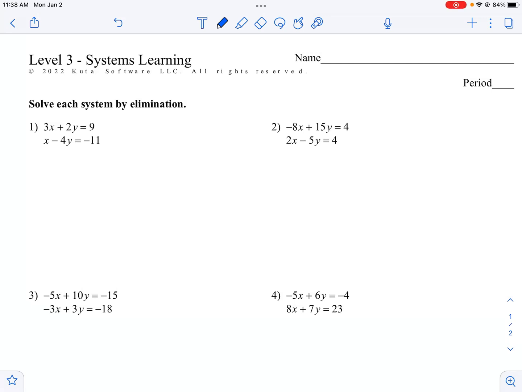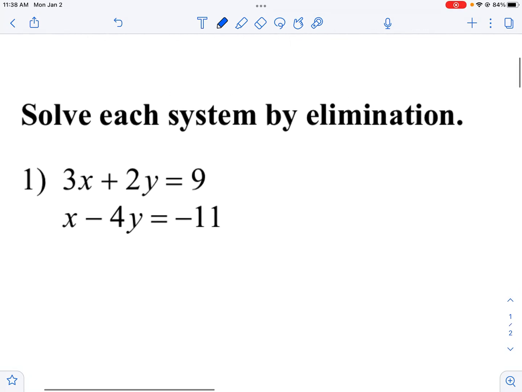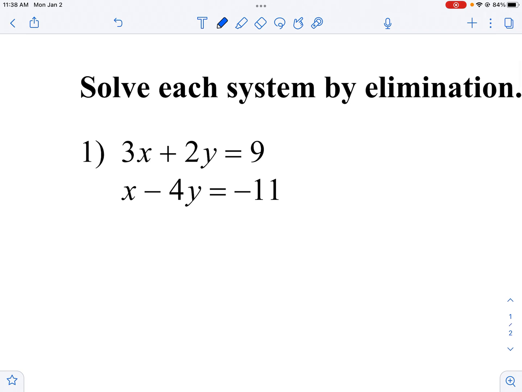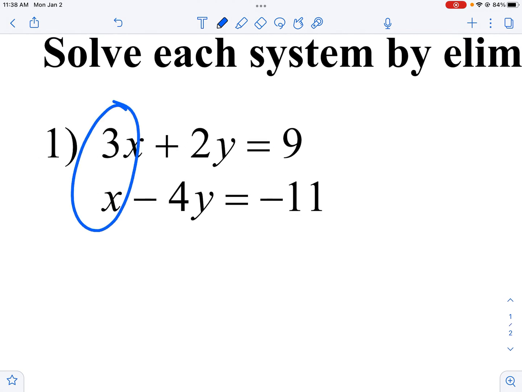Alright, time for level 3 systems. So what you're going to do is you're going to be solving these systems by elimination, like I mentioned, like it says here. But unlike the elimination that you're doing on level 2, this one, the coefficients, the numbers in front of the variables, do not match.